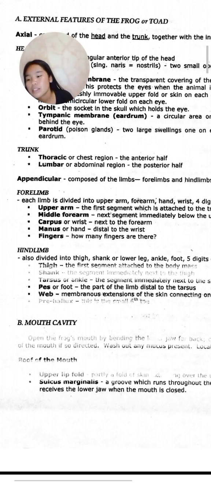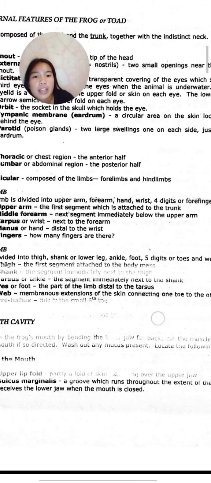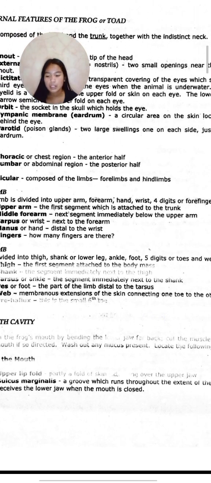Next is tarsus or ankle. The tarsus is the segment immediately next to the shank. The joint between the tibia and fibula above and the tarsus below is referred to as the ankle joint proper.